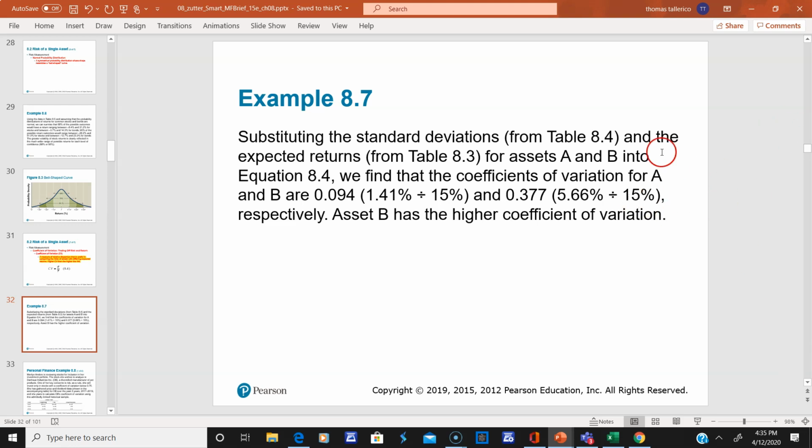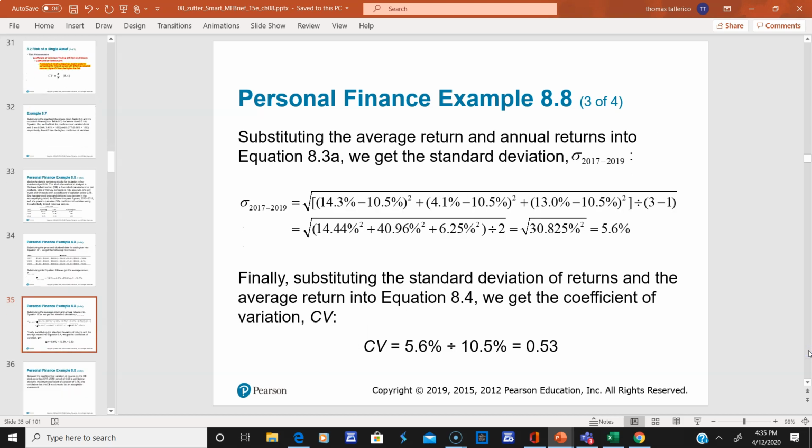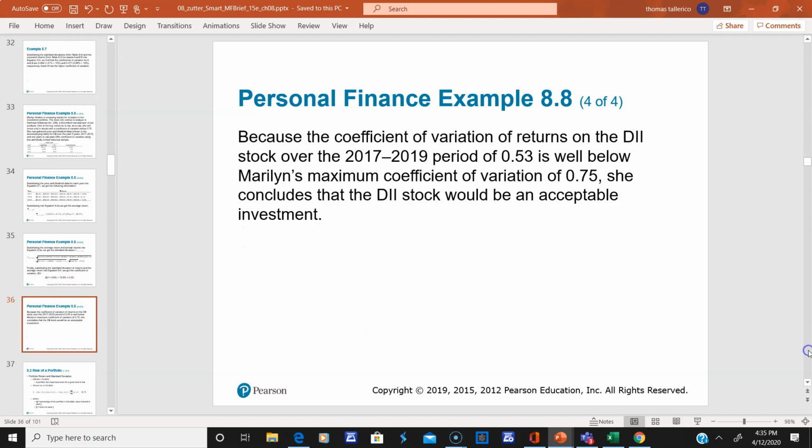Okay, so here's another example. Go over this, example 8.7, and here's a personal finance example. So go over all these examples, right? If you have any questions, as usual, ask me. These are in your book, so if they're a little confusing, just get a hold of me.